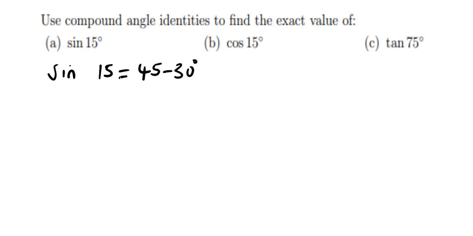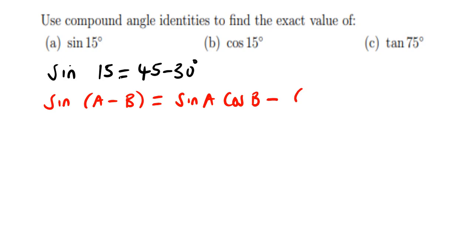Now you remember that sine of a minus b is equal to sine a cos b minus cos a sine b. Okay, so that's how you solve this one. But now what do we have? We've got 45 and 30. So the data that we have, we've got sine 30, so it means we're going to be finding something like sine 30, or let's say sine 45.